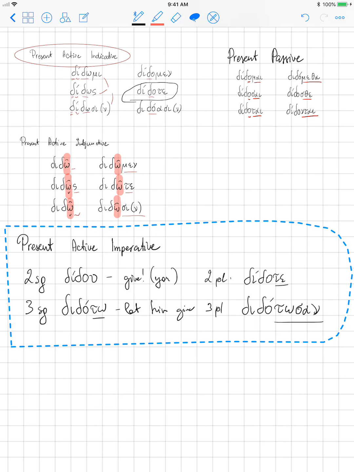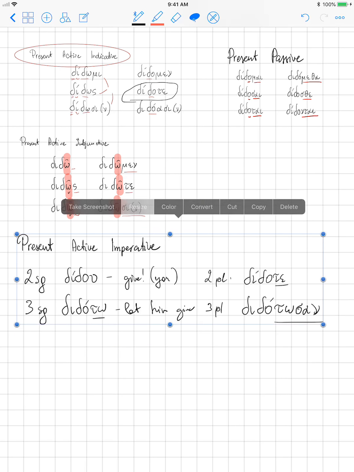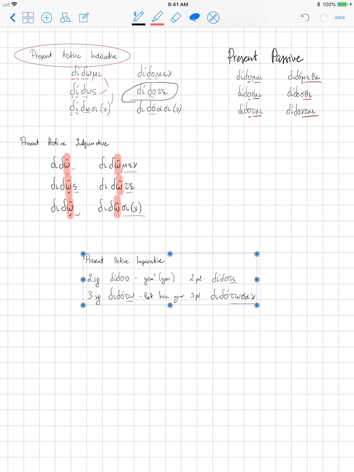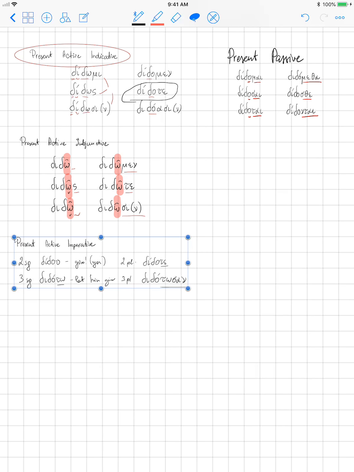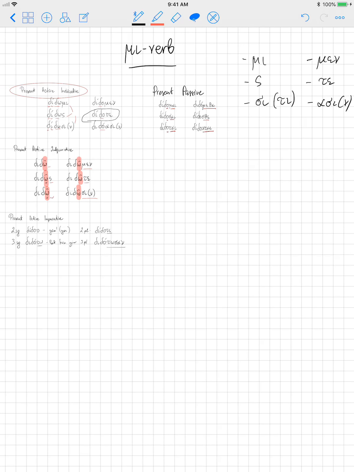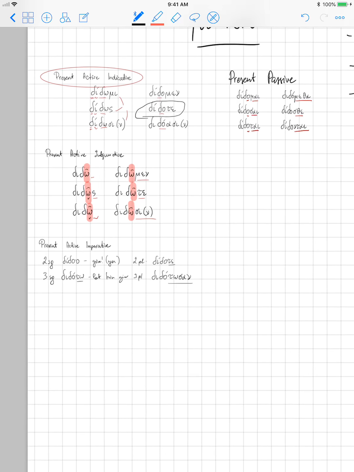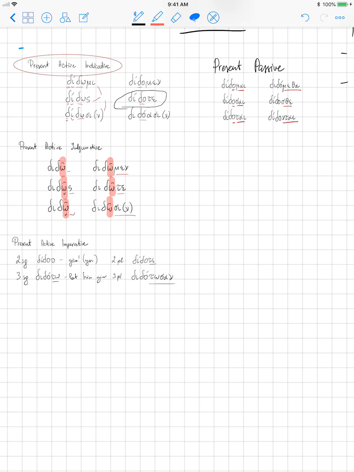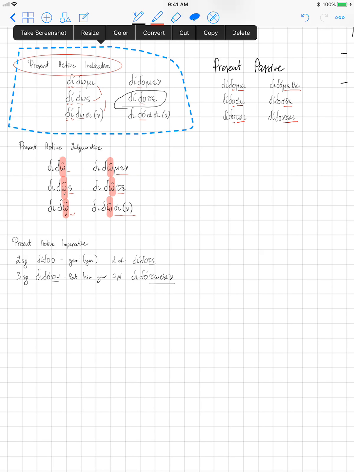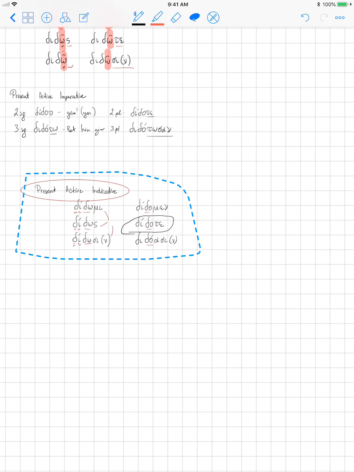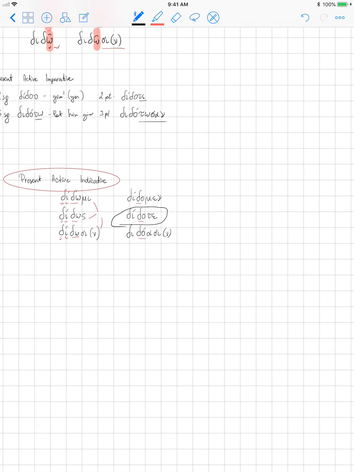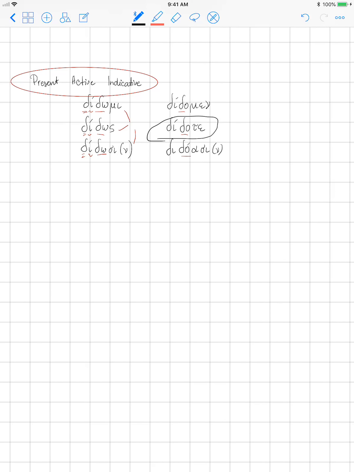Okay, we've gone through presents pretty much. And since we're gonna have an exam at some point, we probably need to look through other stuff. Let's look at imperfect. So what's there? I'd love to compare it with present, just because I can. Let's have a look. Okay. So present active indicative or imperfect active indicative.